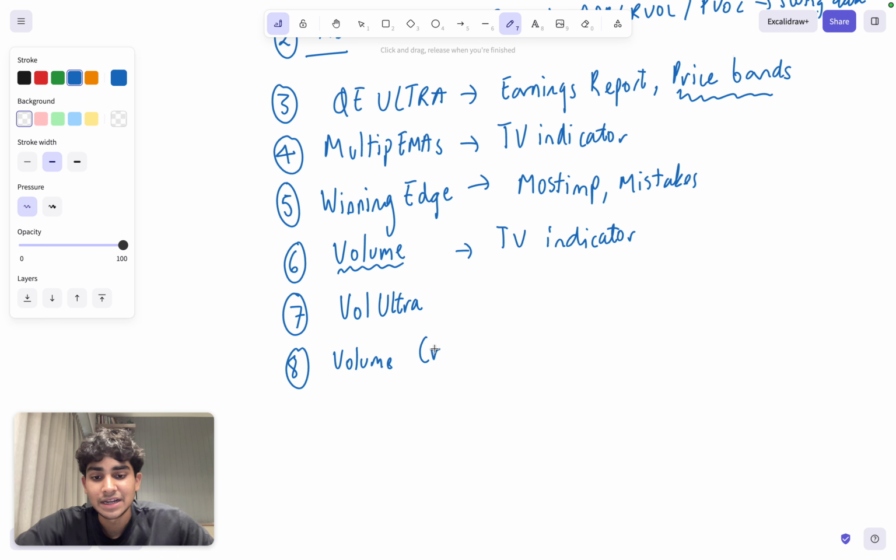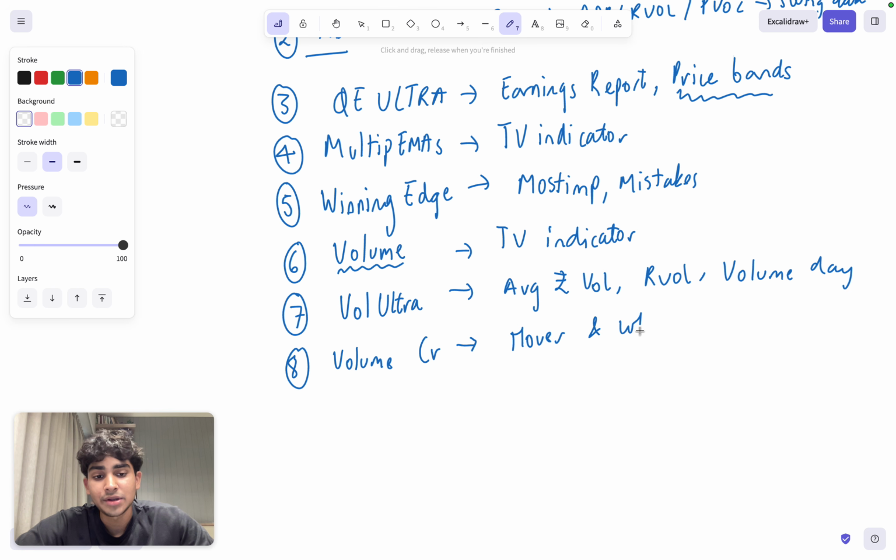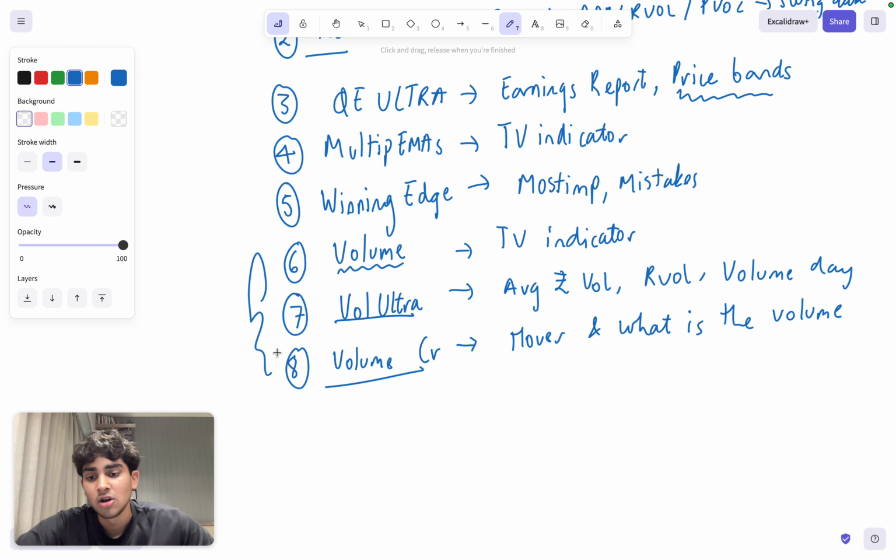Right. So what these indicators do for me is give me detailed insights on what volume is looking like. Now, Vol Ultra tells me average rupee volume, RVol, and volume of the day. And with Volume Crore, I can just hover and it will tell me what the volume is on that day in terms of rupees crore, right? And that is fantastic. These two indicators changed my analysis of volume action in respect to price.